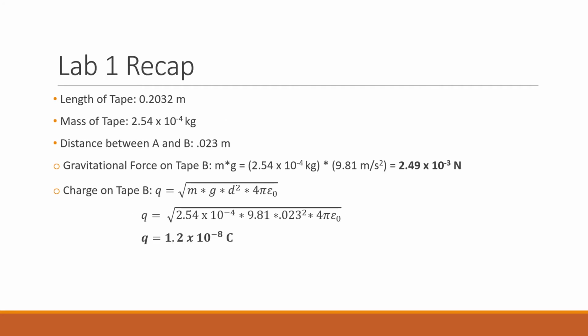Just to recap what my measurements and data were for Lab 1, my length of the tape was 0.2032 meters. Mass of tape was 2.54 times 10 to the negative 4 kilograms. My distance between tapes A and B was 0.023 meters. And the gravitational force on tape B was 2.49 times 10 to the negative 3 newtons. And the charge on tape B was found to be 1.2 times 10 to the negative 8 coulombs.